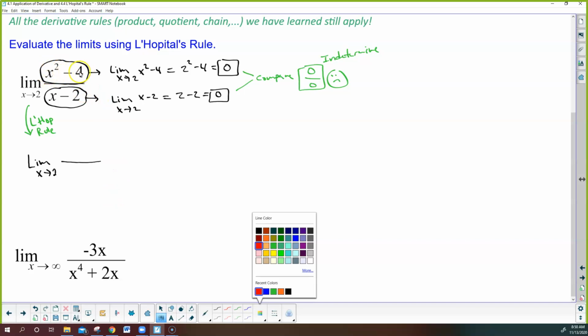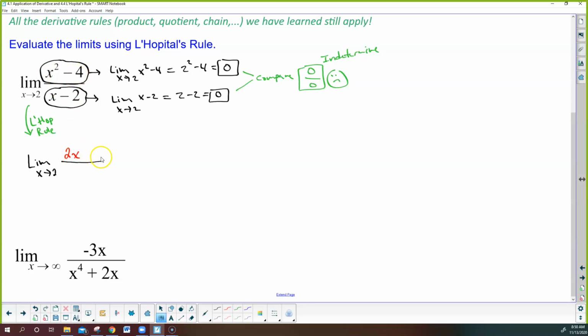So what do I have? I have x squared minus 4. Well, the derivative of x squared is 2x. The derivative of 4 is 0. And then on the bottom, I've got the derivative of x minus 2, which is just 1. Well, now notice, if I plug in 2 here, I get 2 times 2 over 1. I can now put the equal sign because I know that this will result in an answer.